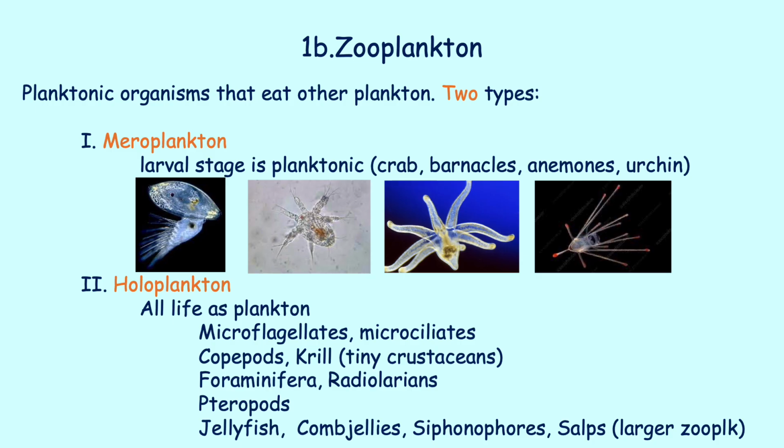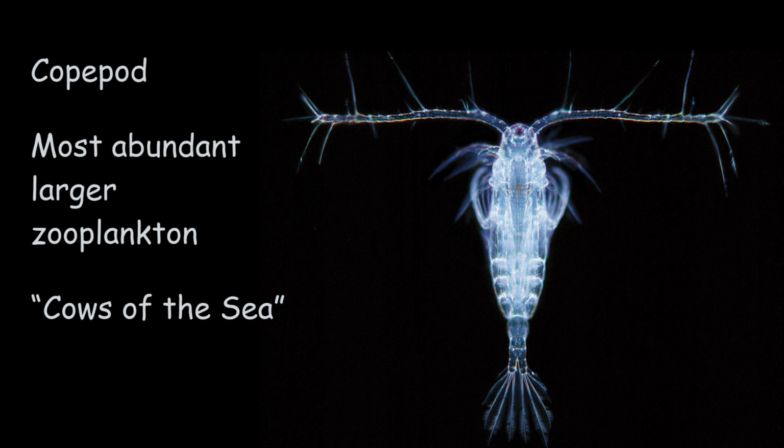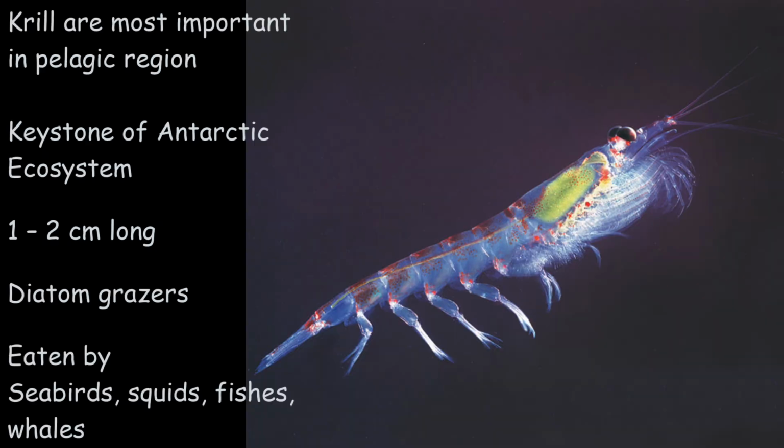And then we have the holoplankton. These spend their entire life as part of the plankton. Examples of that would be the microflagellates, the microciliates, the copepods, which are the most abundant larger zooplankton, and they are regarded as the cows of the sea, as they graze intensively on phytoplankton.